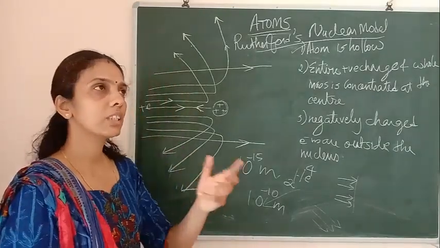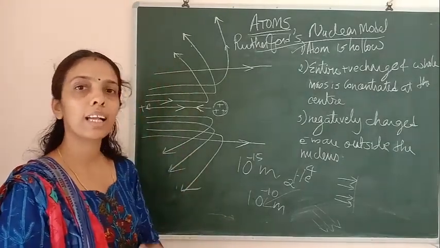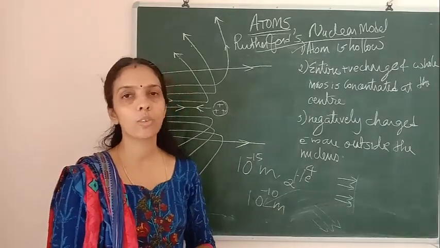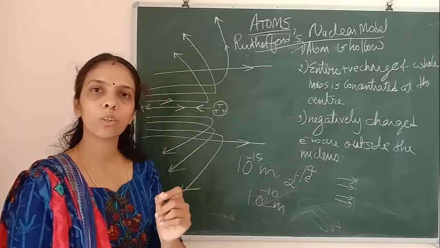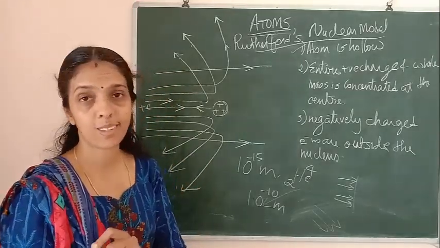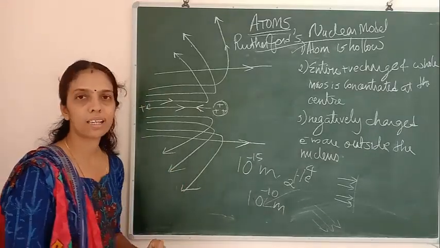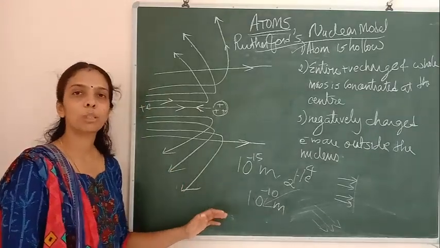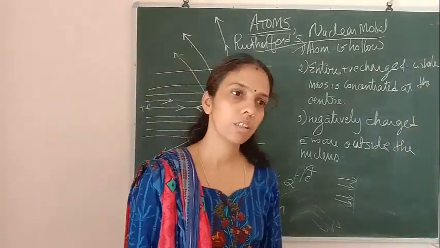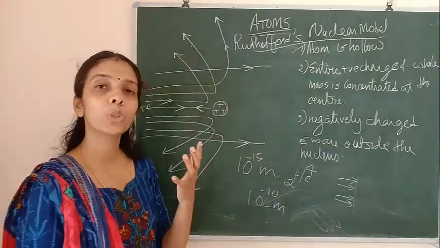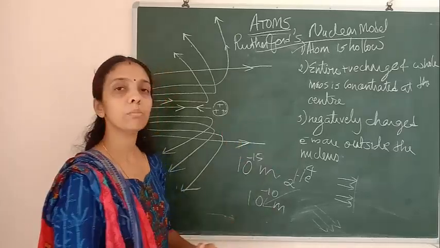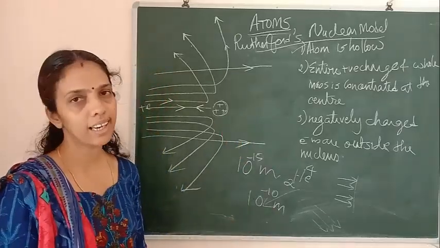So for the interaction, we can consider the Coulombic force of attraction, the electrostatic force, that is F equals 1 by 4 pi epsilon 0 Q1 Q2 divided by R square, since we are considering the interaction between the alpha particle and the gold nucleus. It's not compulsory that we always use the gold foil only. Any one atom you can use for the scattering experiments.